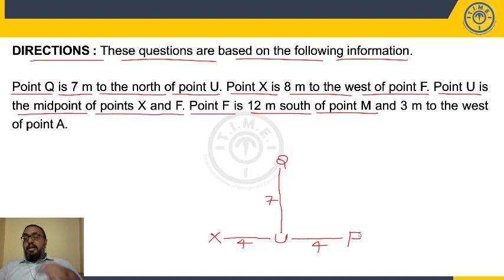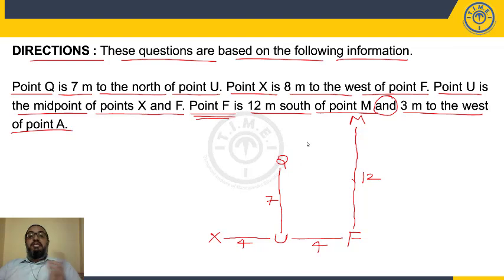So F is already there. F has to be south. South means below. So F has to be south of M. So M will be above and the distance is 12. So this is M and this is 12. And 3 meters to the west of A. So when you have "and", it again refers to the first point, that is F. So F is 3 meters west of A. West means left side. So A should be like this, 3 meter. So this is how the points will be fixed. That's all.